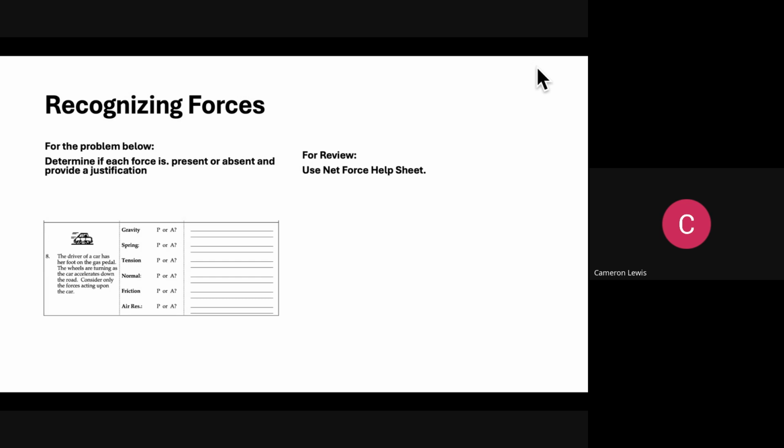Force due to gravity. So gravity is present, right? Now, is there a spring involved in this? So is there a spring force present? Okay. Is there a string, cable, or wire present? No. So is that tension force present? Do we have a normal force present?